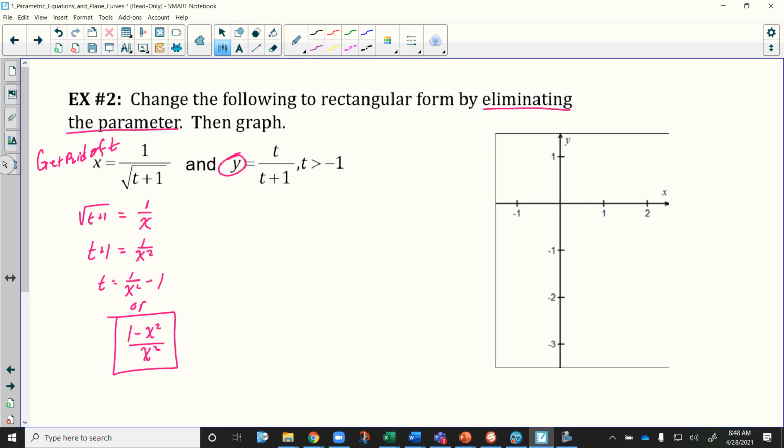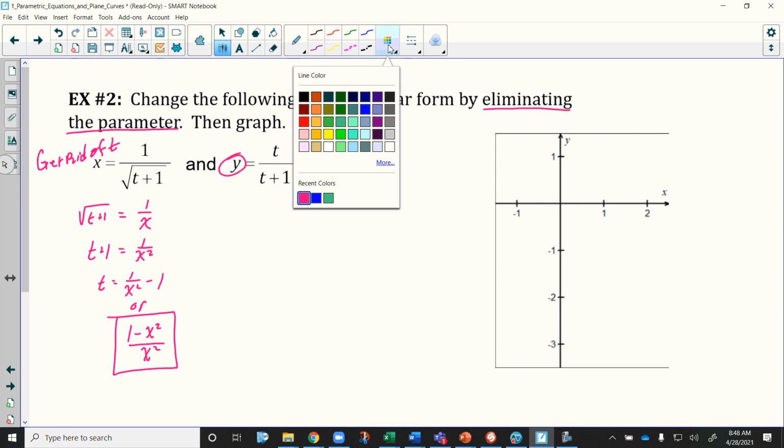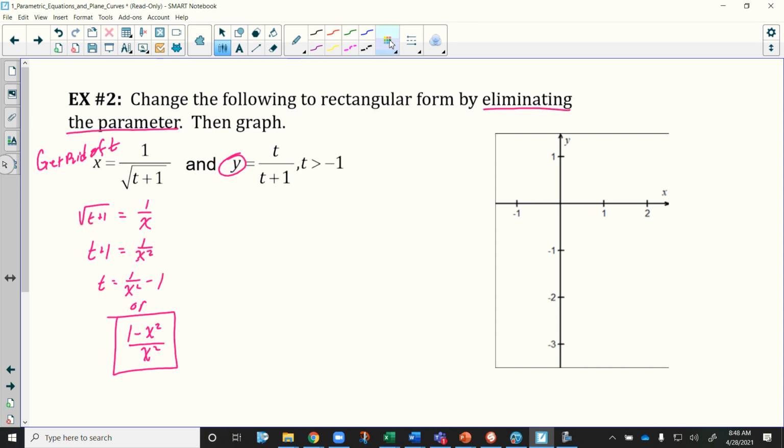So now I'm going to take that stuff that I boxed, and go to the equation that's in terms of y. I'm sorry, not graphing that one, but solving for y. Anywhere I have a t, I'm going to take that expression, 1 minus x squared over x squared, and substitute it. So I get y is equal to 1 minus x squared over x squared in the numerator for the t on top, and then 1 minus x squared over x squared plus 1 in the bottom.